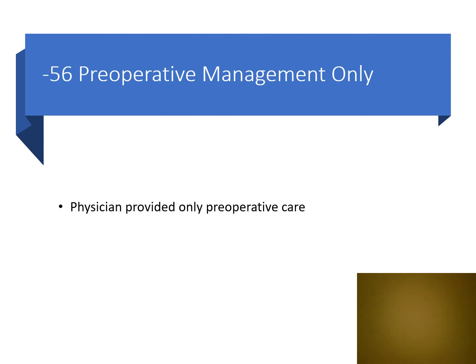56, preoperative management only. And it says clearly that the physician provides only the preoperative service. That would be like, I don't know if you've had surgery or not, but before major surgery, a patient has to have a chest x-ray, some blood work done, a PT, and then also an EKG. So most surgeons don't provide that service. They usually will send the patient to their primary care physician to do that, and that would be 56 modifier.